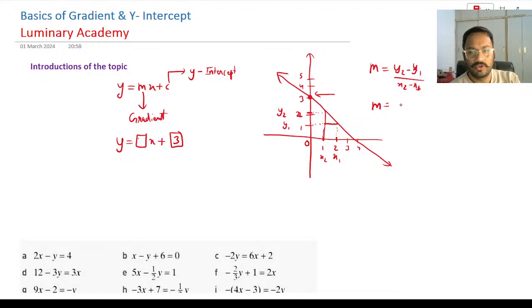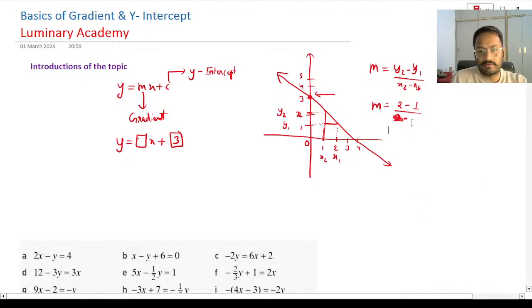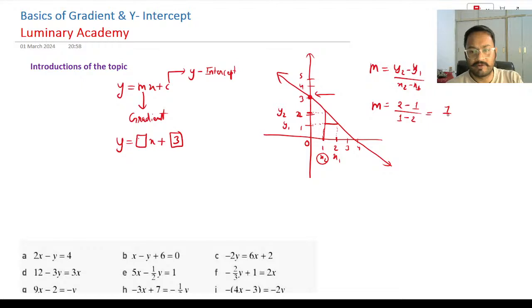Now y2 is our 2, so 2 minus y1, which is 1, so y2 minus y1 is 1, upon x2, which is 1, minus x1, which is 2. So our final answer will be 1 upon minus 1. We'll send the negative sign to the numerator, so minus 1 is our gradient. Now we'll write here minus 1. This is how we generally get the gradient.